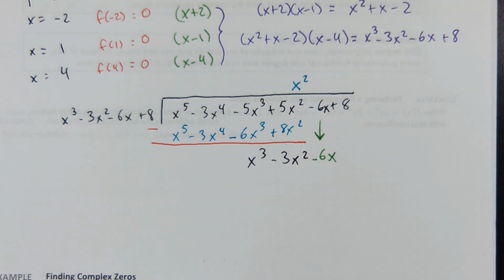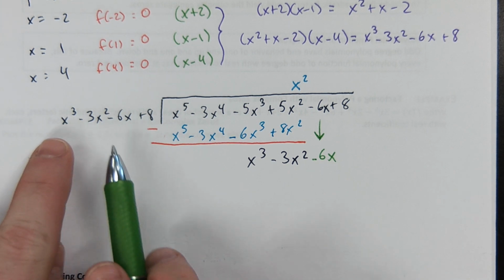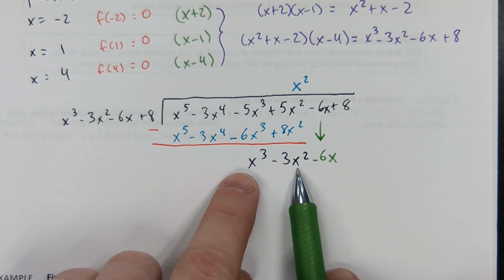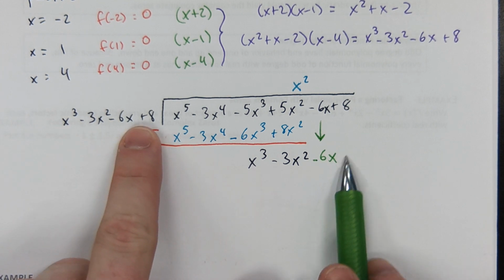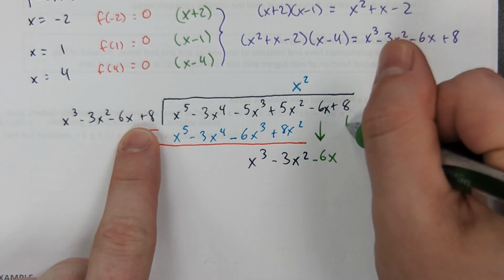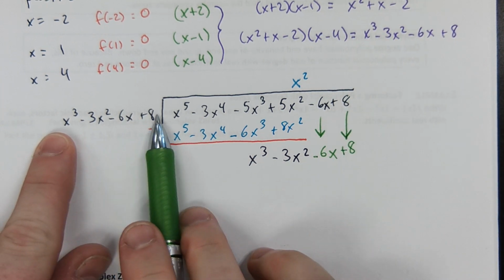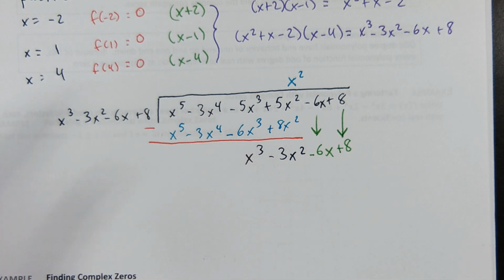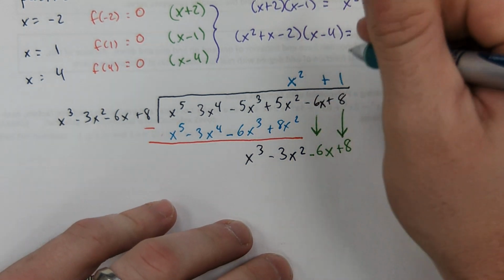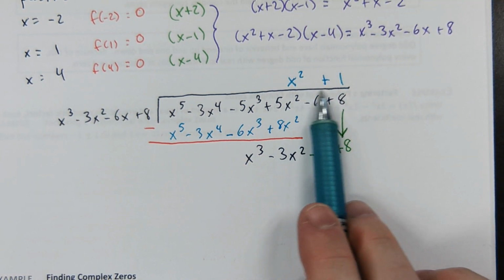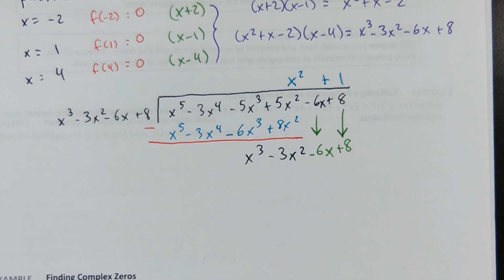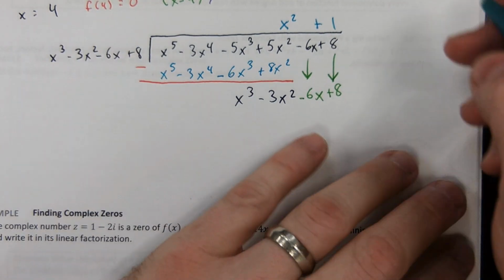Oh, crap. I didn't mean to write it in green. Oh, well. It already happened. But you know what I'm seeing? Oh. You know what? I'm just going to bring down the 8 also because what would I have to multiply this by to get this? 1. Oh, there's our irreducible quadratic factor. And that's actually very easy to solve. X squared plus 1 equals 0 is really easy to solve.